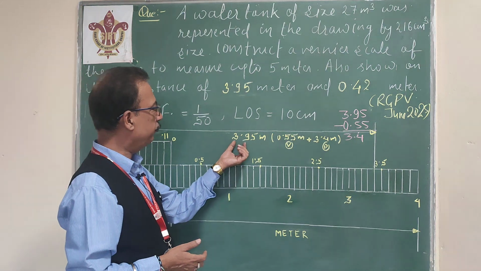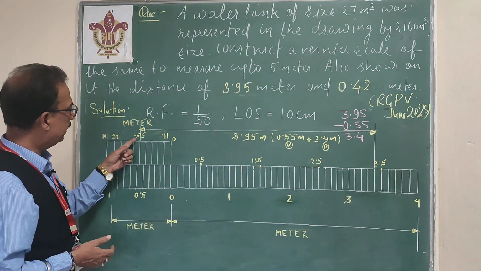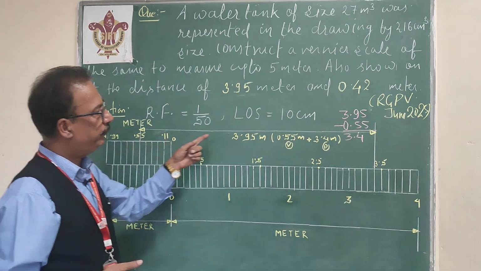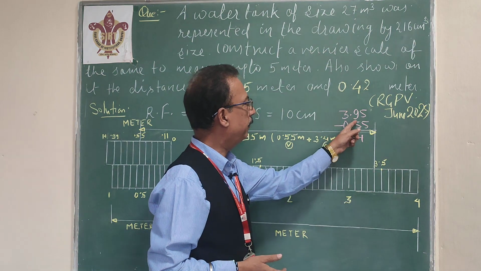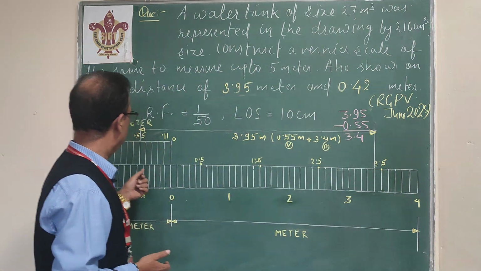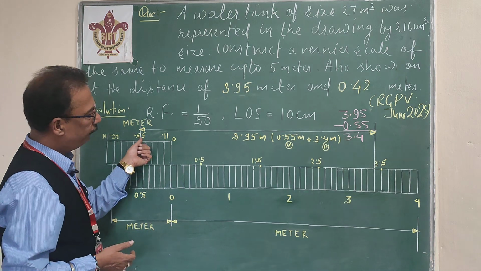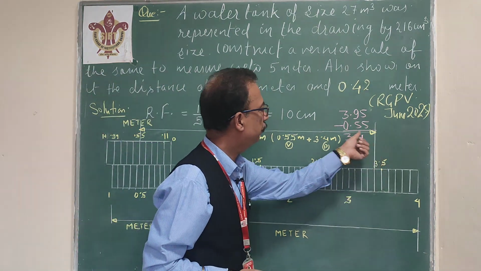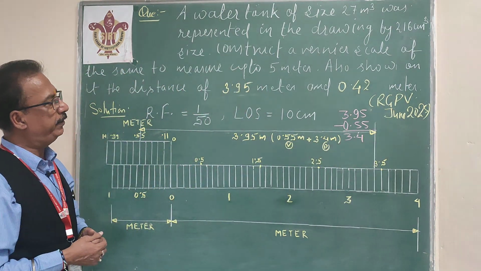Now we want to find out 3.95. So we will start from 0.55. If we subtract 0.55 from 3.95, the value will be 3.4. So the length will be 0.55 and 3.4. So this distance will be 3.95.